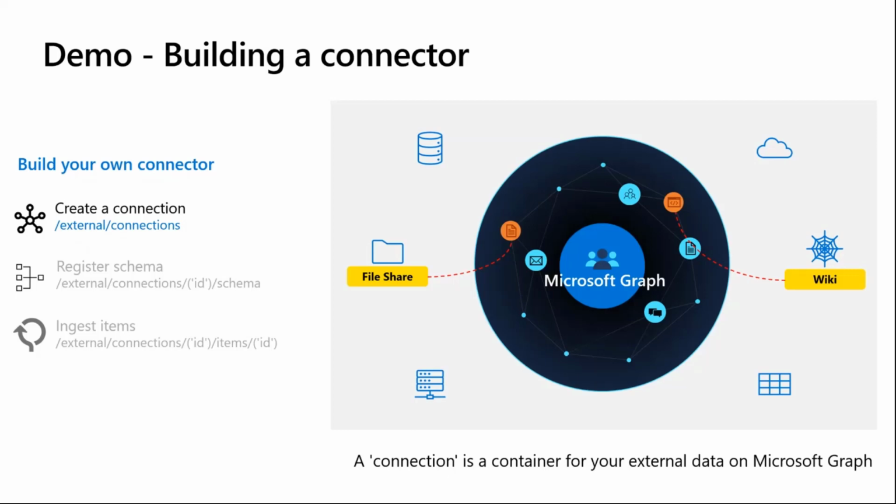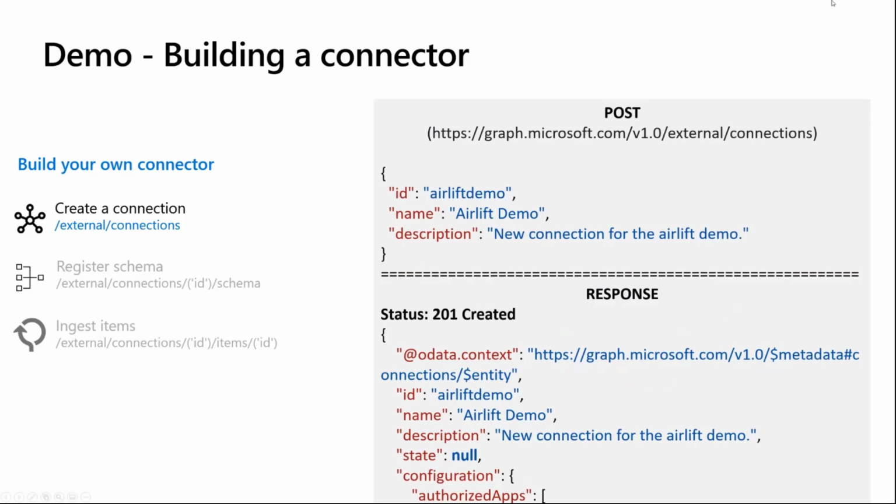The next step is registering schema, which is where you define what your data looks like, in terms of labels, in terms of the different properties in your metadata. And the last step is actually ingesting items into the connection. So we have REST APIs for all of these different capabilities.